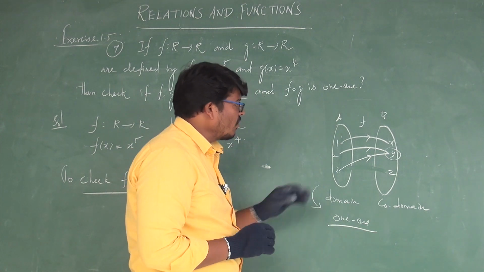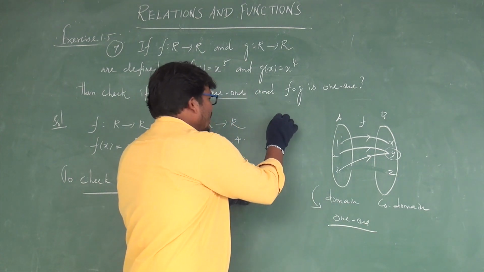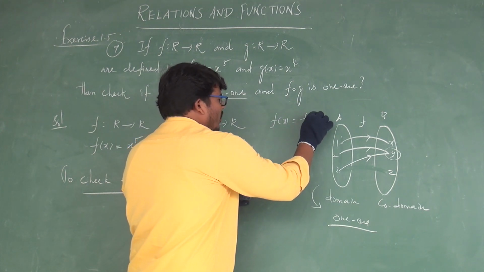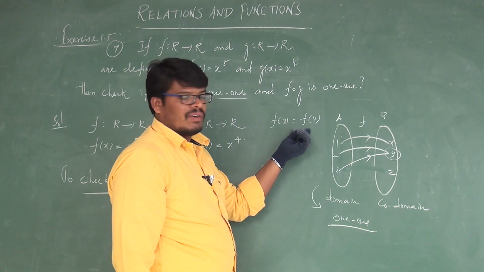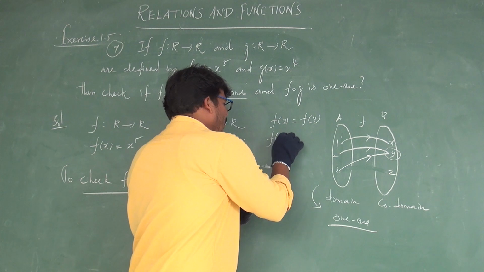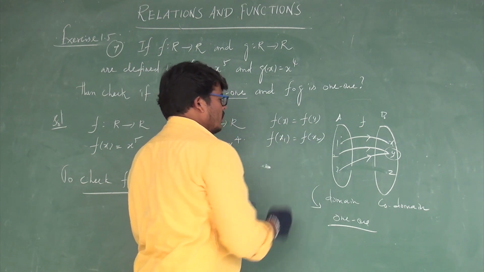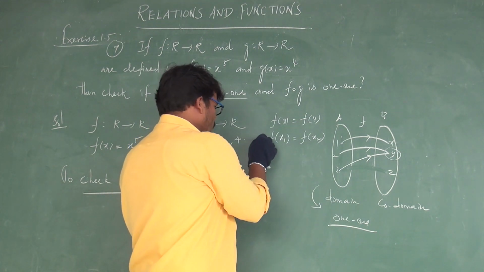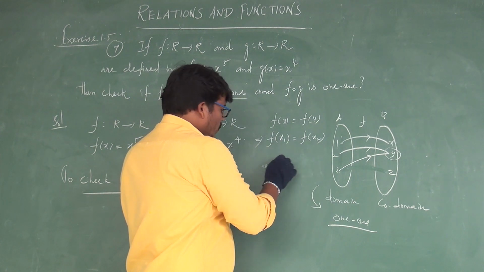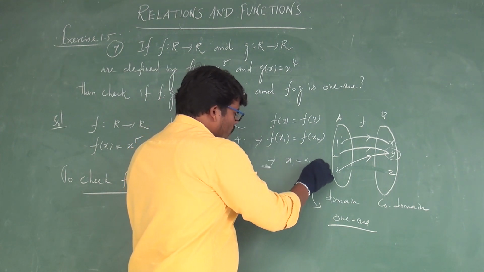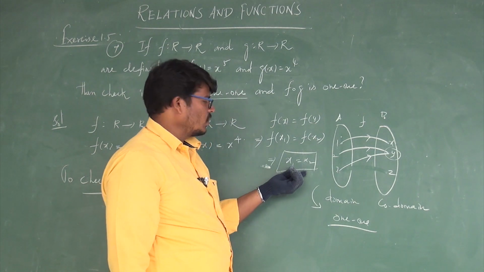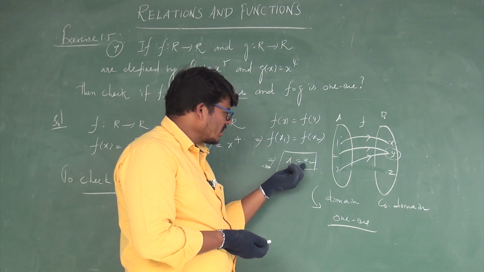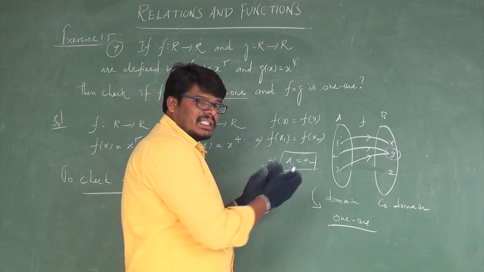Now the condition for a one-one function: f of x1 equal to f of x2 implies x1 equal to x2. Given f of x1 equal to f of x2, if both x1 and x2 are equal, then the function is one-one.